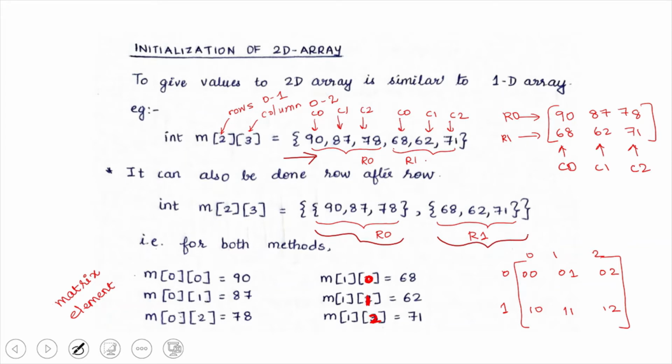So, in both the methods, M00 will be 90, M01 will be 87, M02 will be 78. So 00 means 0th row and 0th column. 01 means 0th row and first column. So this element. Then we have 02. So that is 0th row and the second column. So this element. And likewise.